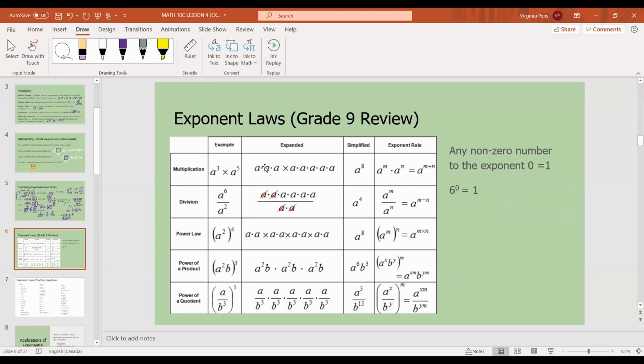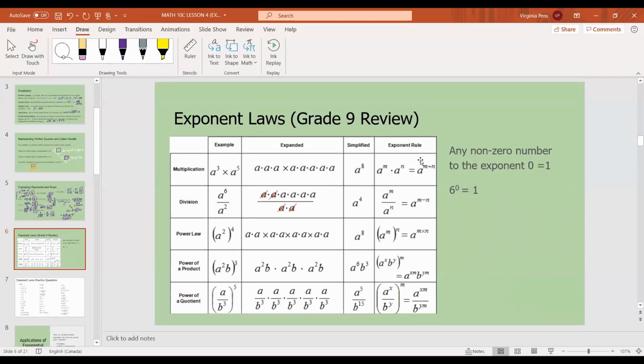Might seem really obvious now, but what this turns out to be once you simplify it is we count up all the a's in this group, which gives a to the power of 8. So that lets us conclude that the exponent rule is a to the m times a to the n is equal to a to the m plus n.